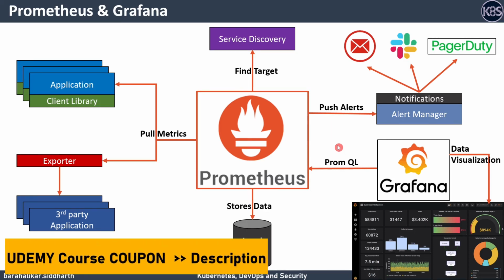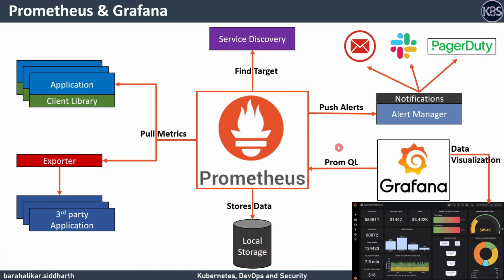So this is a brief overview of the Prometheus architecture and how we can make use of Grafana to pull the data from Prometheus and show the visualizations. In the next session, we'll see a brief demo on how to use Prometheus and Grafana using the Istio installation, and we'll see some basic visualization.